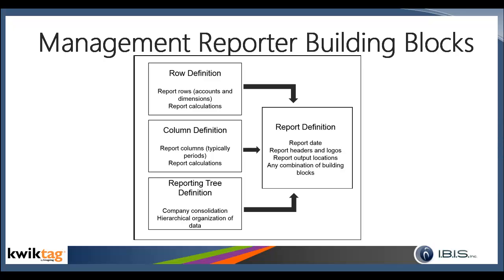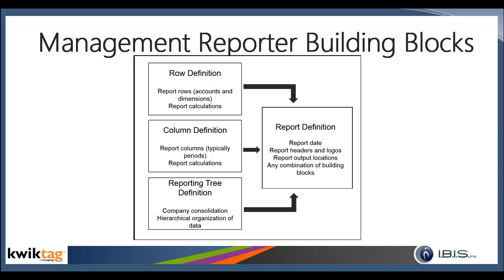The row definition, which is going to most often be a list of your accounts or a grouping of your accounts or some calculations of the accounts. Your columns, which are typically going to be your date information, so your current period or each individual month in a year versus a different year, or even your budget information. The reporting tree is a hierarchy of data. I most typically see this used with departments or cost centers or something that needs to have a different report.